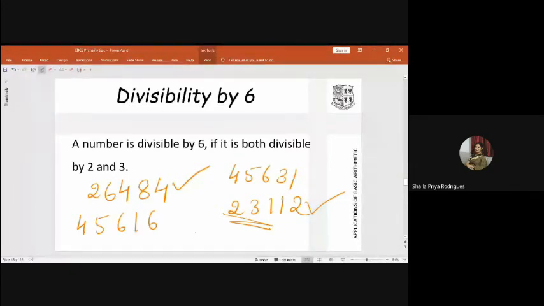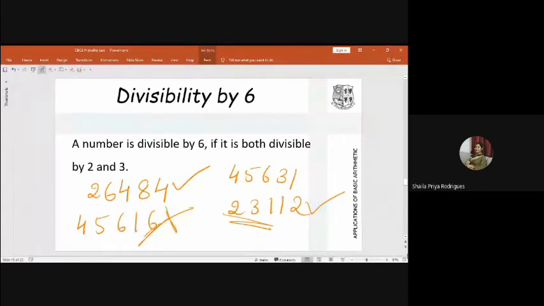Check if it's divisible by 3. 4 plus 5, 9. 9 plus 1, 10. 10 plus 6, 16. 16 plus 6, what is it? 22. 22 is not divisible by 3. So this number is not divisible by 6.